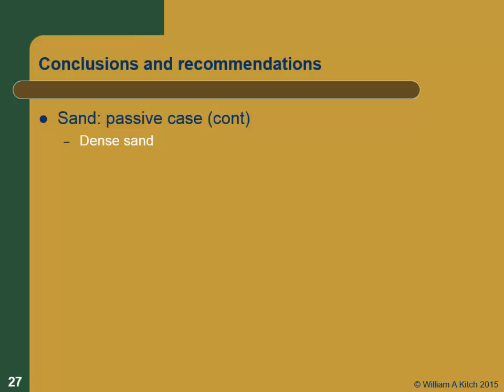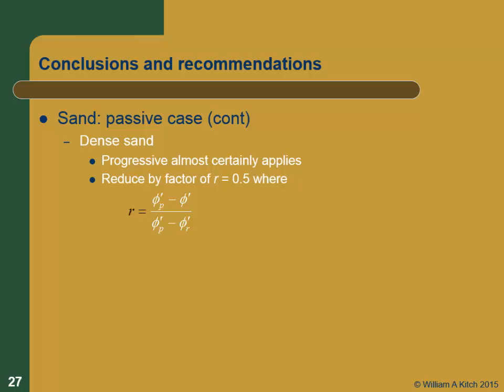Okay, so our conclusions. Sand, for the passive case: if you have dense sand, progressive failure almost always applies. So when you have dense sand, on the active side or the passive side, you're almost always going to get progressive failure. This recommendation comes from Olson at Texas. He recommends reducing your friction angle by a factor of R, where R equals 0.5, where you've got the peak and the residual friction angles. This is for sands, so you only have two, a peak and residual, and this is the phi you want to be using.